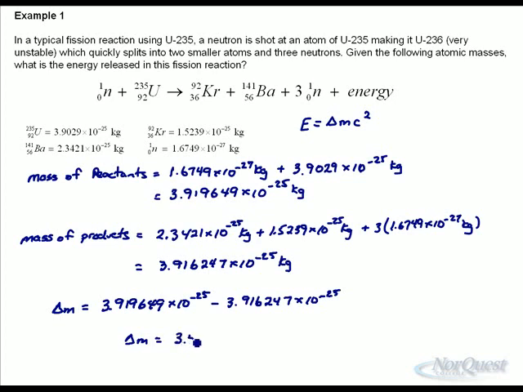3.402 times 10 to the negative 28 kilograms. So before I go to the next slide and finish this up, because I don't have enough room, I found the total mass of the reactants, found the total mass of the products, and then found my mass lost. Always the reactants, subtract the products to find your change in mass. On the next slide, we can calculate how much energy that was.